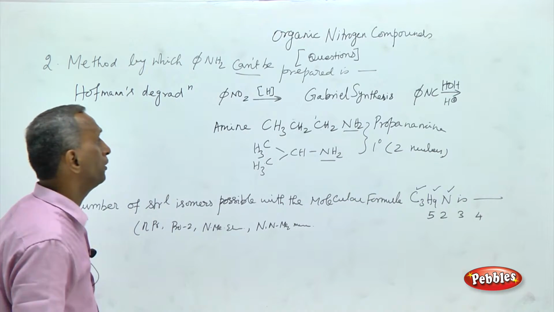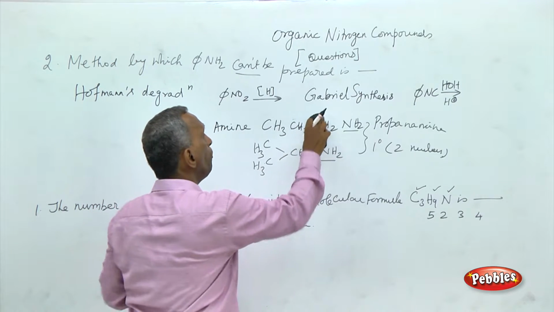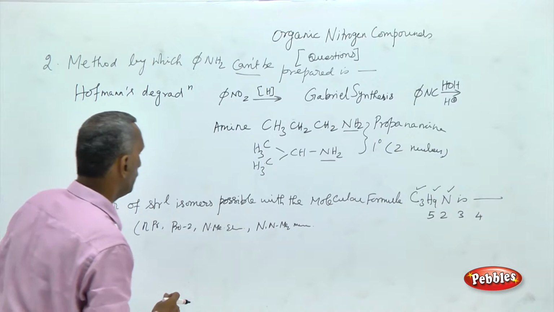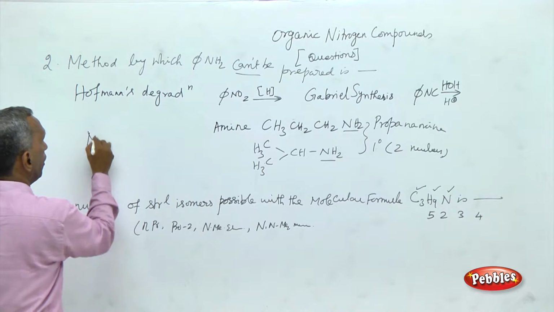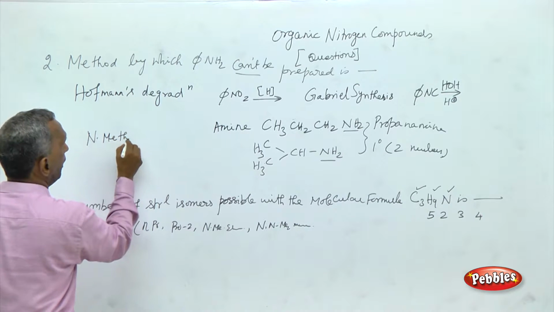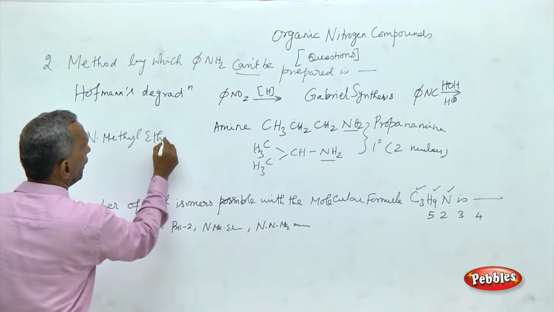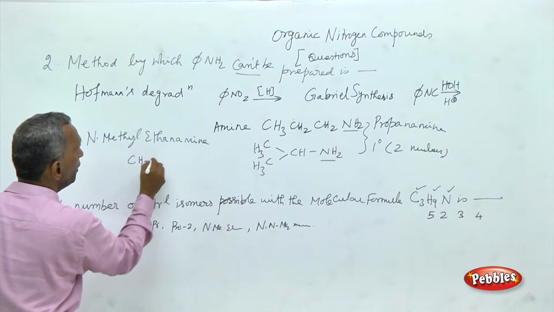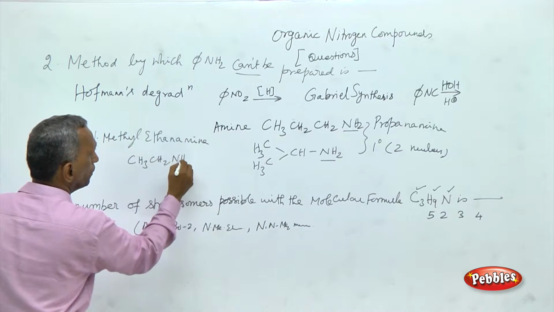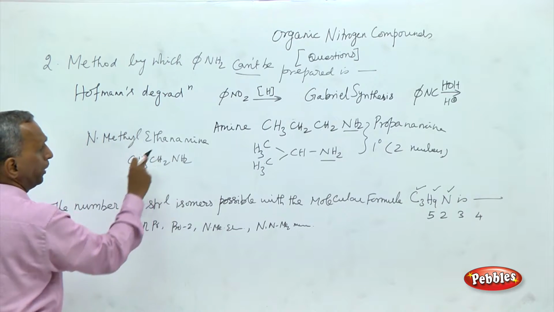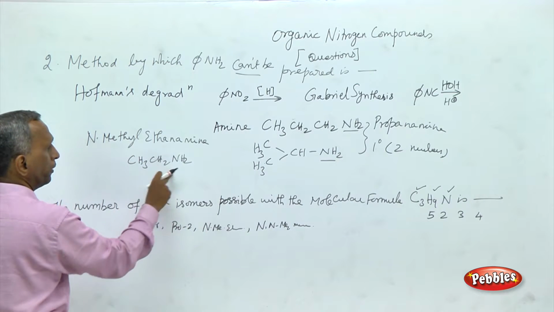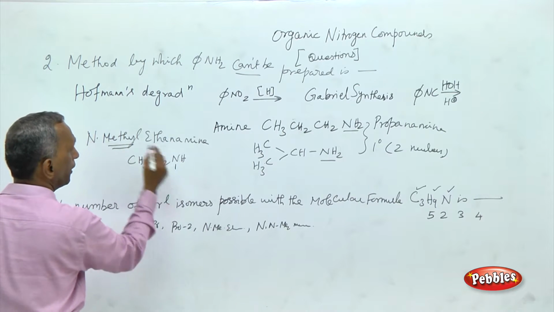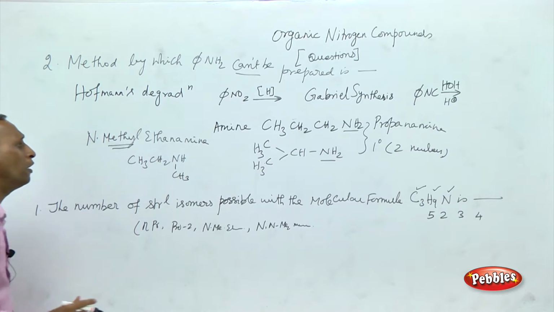Then secondary amine. In these cases, the amino group is attached to carbon. Next, what happens to the methyl group? So there is another compound called N-methyl ethanamine. Ethanamine means CH3CH2NH2. Eth means 2 carbons, amine. Here on nitrogen, 1 methyl group is there, that is meant by N-methyl ethanamine.